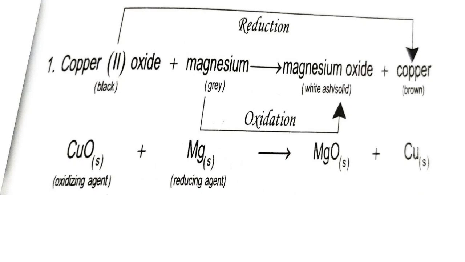So reduction has taken place whereby copper(II) oxide is reduced to copper metal, and the color changes from black to brown. At the same time, magnesium, which is gray in color, is oxidized to magnesium oxide, which is a white solid or a white ash. So that diagram shows an example of a redox reaction between copper(II) oxide and magnesium, whereby the copper(II) oxide is the oxidizing agent, while magnesium metal is the reducing agent.